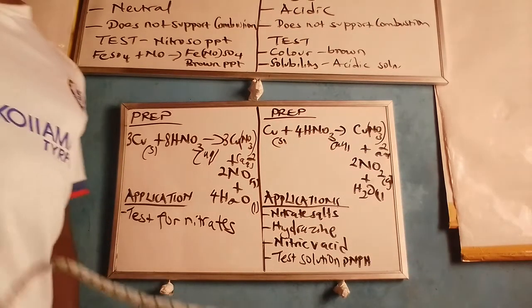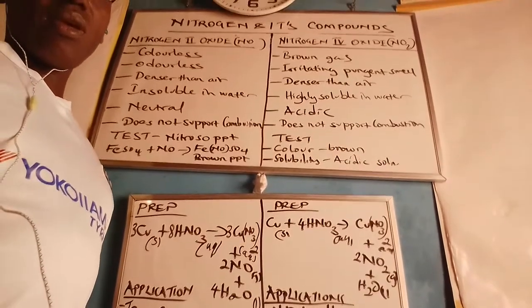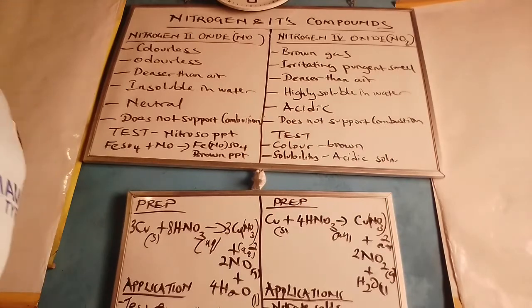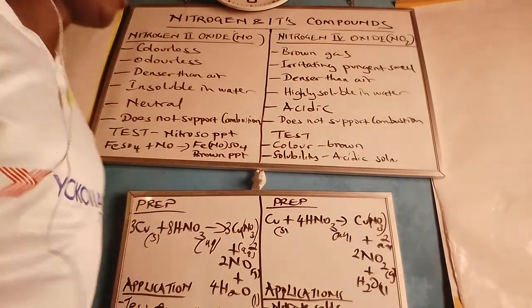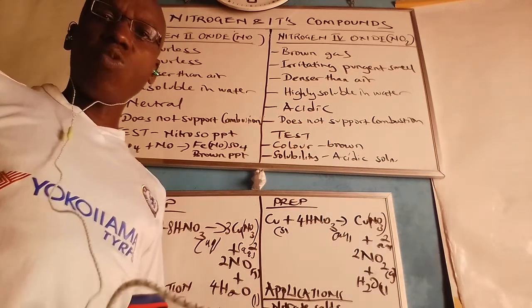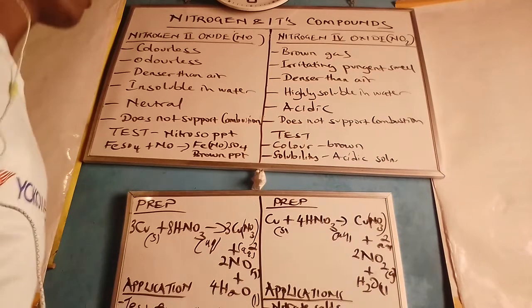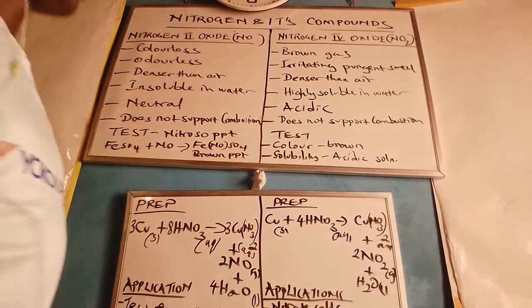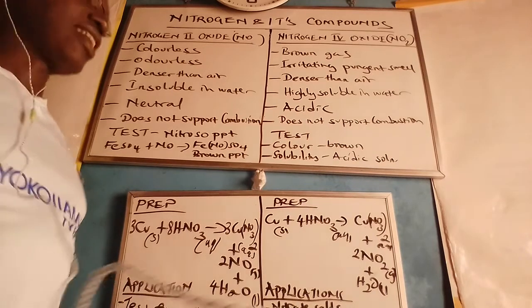Next, we have nitrogen 4 oxide. Now, nitrogen 4 oxide is a brown gas, otherwise known as nitrogen dioxide. This unique gas has the ability to readily dissolve in water, forming acidic solutions. So we see that nitrogen 4 oxide is a brown gas. It has an irritating pungent smell. It is denser than air.